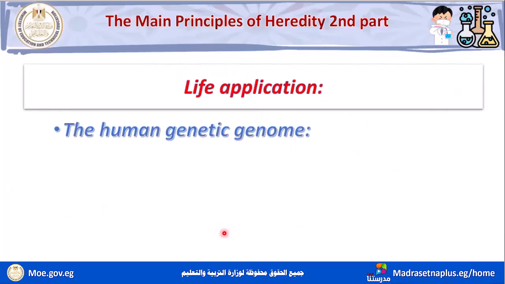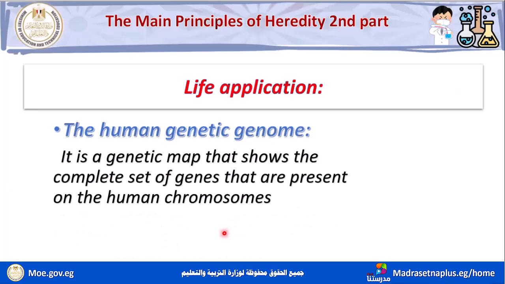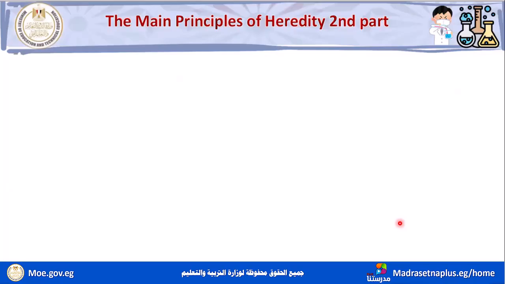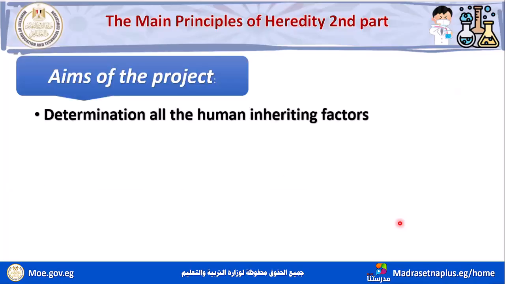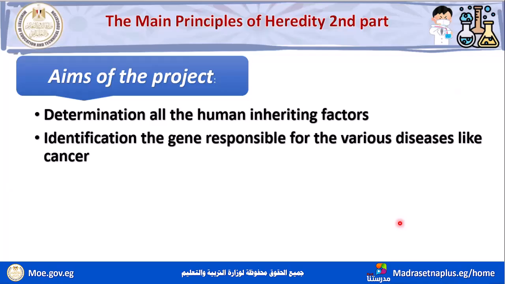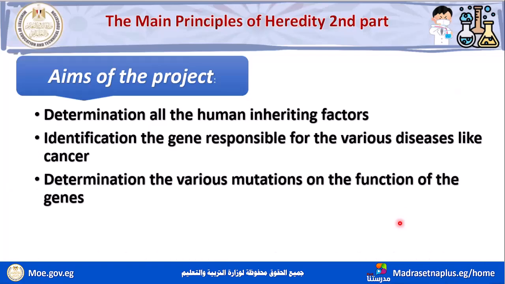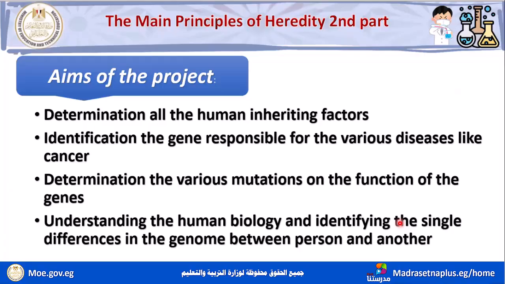Life application, the human genome. It is a genetic map that shows the complete set of genes that are present on the human chromosomes. Aims of the project: determination of all the human inheriting factors, identification of the genes responsible for various diseases like cancer, determination of the various mutations and their effect on the function of the gene, understanding human biology and identifying the single differences in the genome between one person and another.